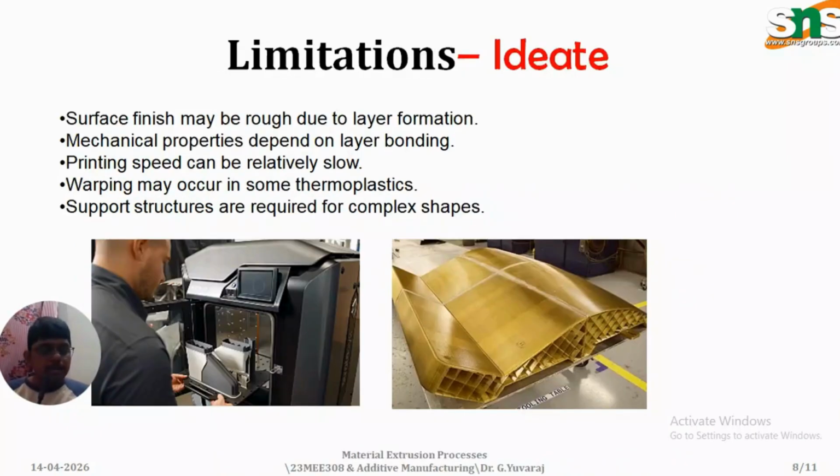Every working process has some limitations, as we have said. The surface finish may be rough due to the layer formation, the mechanical properties depend on the layer bonding, the printing speed can be relatively low, and warping can also sometimes occur.